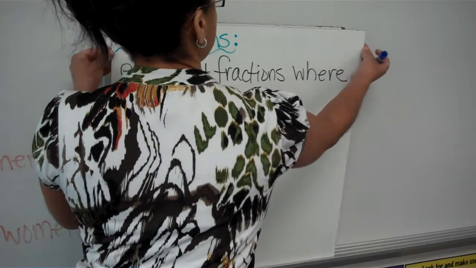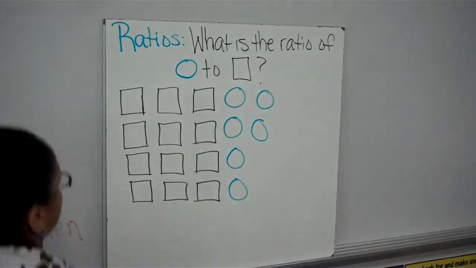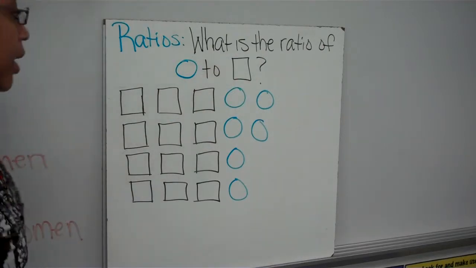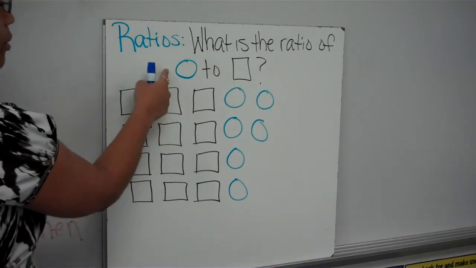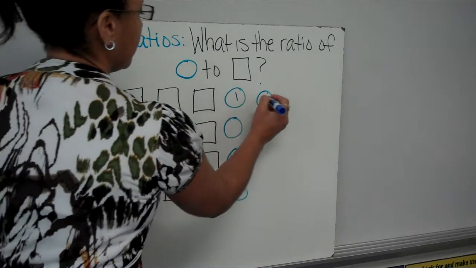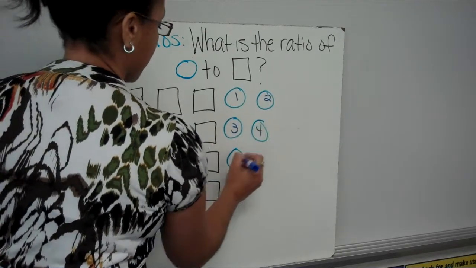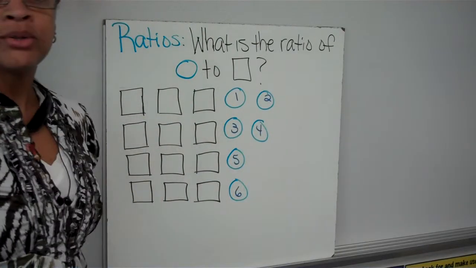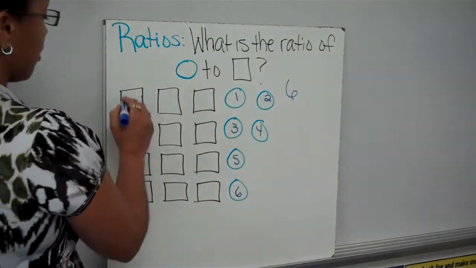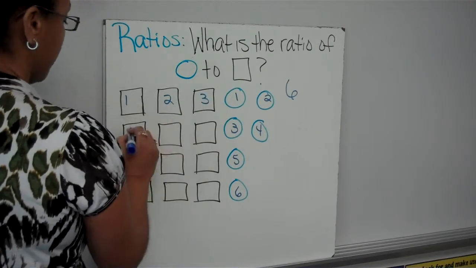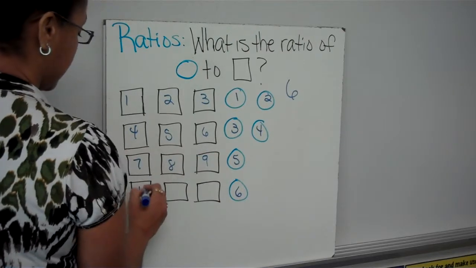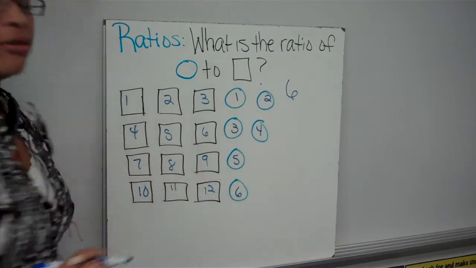Another example of ratios would be this. What is the ratio of blue circles to black squares? Well, if I wanted to figure that out, remember my blue circles are first, so that's what I will count first. I will write that quantity first. There are 1, 2, 3, 4, 5, 6 blue circles. So I would write the number 6 first. And then there are 1, 2, 3, 4, 5, 6, 7, 8, 9, 10, 11, 12 black squares.